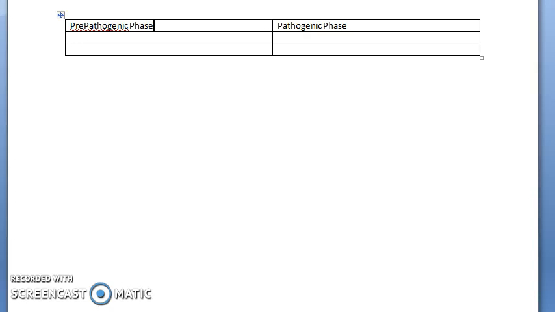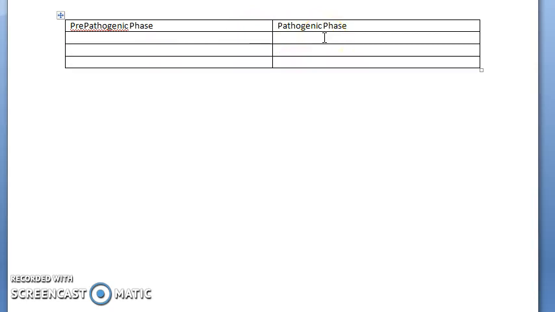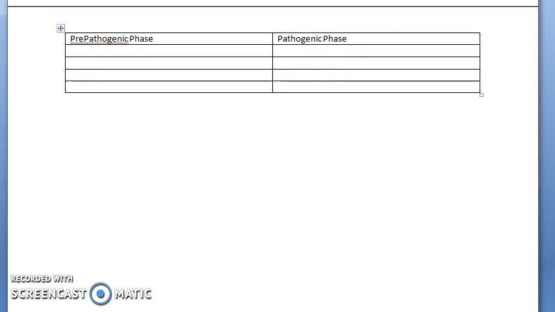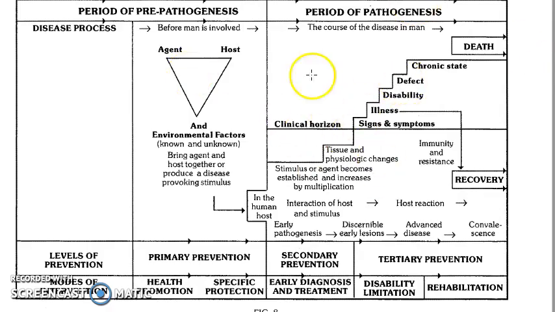So we can also draw a table and put some differences between pre-pathogenic and pathogenic phase. What are the differences? You will say pre-pathogenic is before the onset of disease. Pathogenic is after the entry of the agent, and here you can say the primary level of prevention is possible. So basically here you will say primordial and primary prevention. Here you will say secondary and tertiary prevention. In the pathogenesis, you can also add something like incubation period. I think this diagram is important and you'll have to learn it.